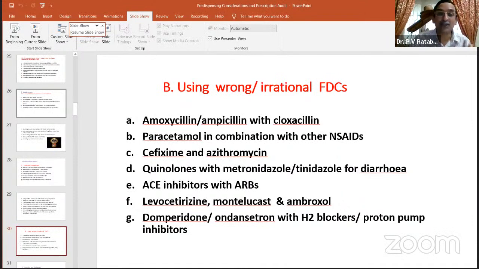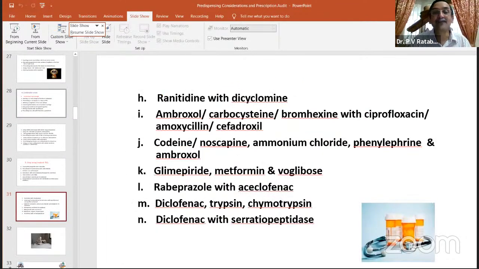Amoxicillin, ampicillin with flucloxacillin is wrong. Paracetamol in combination with NSAIDs is wrong. Cefixime plus azithromycin, no role. Quinolones with metronidazole, tinidazole for diarrhea is wrong. ACE inhibitors with ARBs is totally wrong. Levocetirizine, montelukast and ambroxol. Domperidone, ondansetron with H2 blockers and proton pump inhibitors, again wrong combinations. Ranitidine with dicyclomine. Ambroxol, carbocysteine, bromhexine with ciprofloxacin, amoxicillin, ceftriaxone. Codeine, noscapine, ammonium chloride, phenylephrine, ambroxol, all together. One is a suppressant, one is an expectorant, one is a mucolytic, so nothing works. Cough remains as it is.